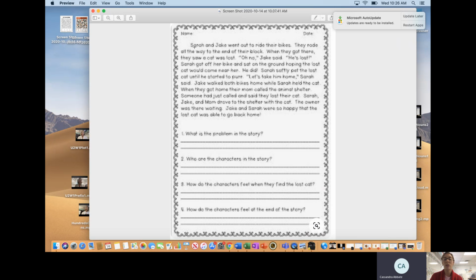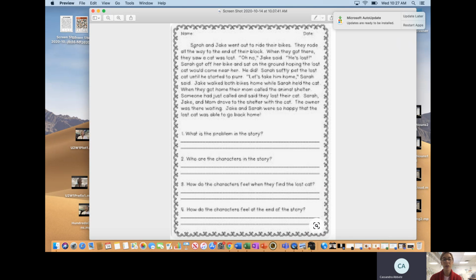Sarah and Jake went out to ride their bikes. They rode all the way to the end of their block. When they got there, they saw a cat that was lost. "Oh no," Jake said, "he's lost." Sarah got off her bike and sat on the ground hoping the lost cat would come near her. He did. Sarah softly pet the lost cat until he started to purr. "Let's take him home," Sarah said. Jake walked both bikes home while Sarah held the cat.